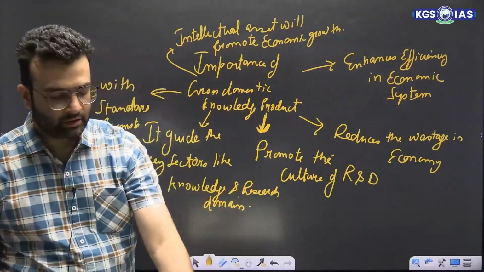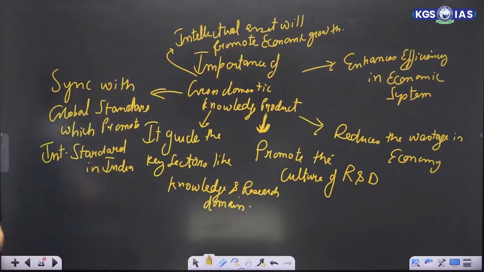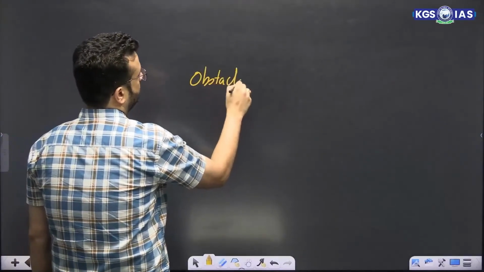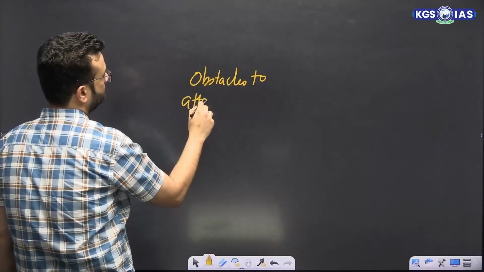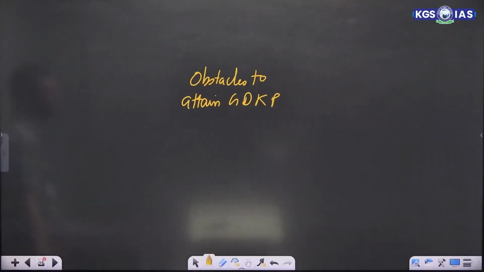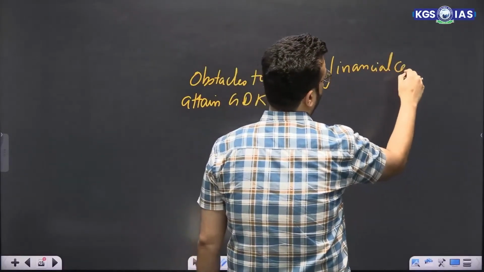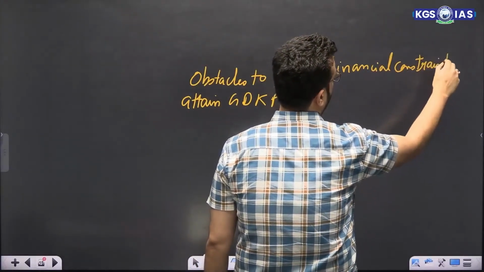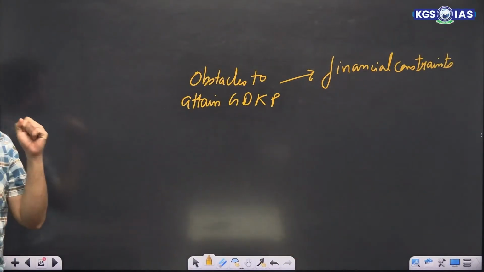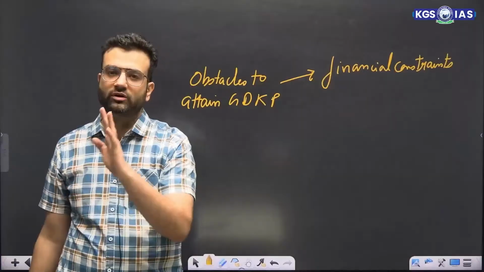Now, if someone asks you, what are the major obstacles to attain this GDKP, gross domestic knowledge product? The first major obstacle is financial constraints. Financial constraints are huge in this sector because to promote the research, to promote this knowledge-based economy, you need to provide a lot of funds. And if the financial constraints are there, it will not be able to realize its full potential.